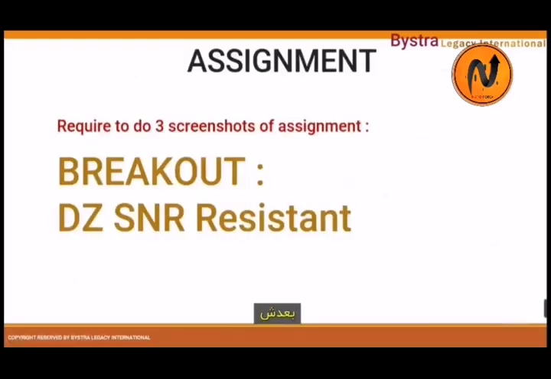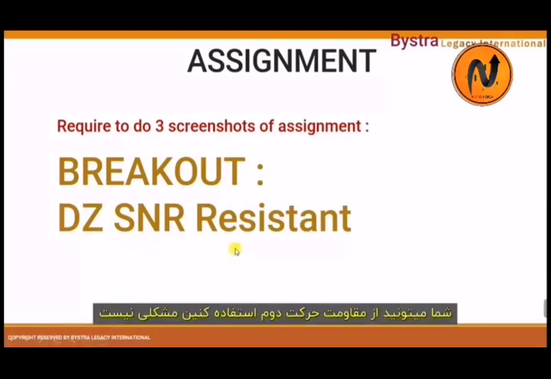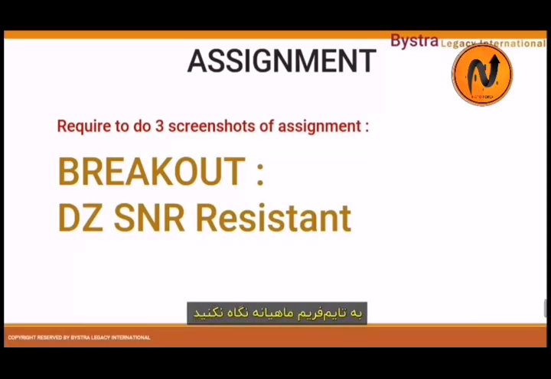Next, guys, you need to do another assignment. This time it's the same as well. Assignment three will be the breakout of the danger zone SNR resistance. You can use the second movement resistance, that's fine. You can use any other resistance that is not the second movement, as long as it is the danger zone SNR on the daily and weekly time frame. Don't look for monthly. Look for weekly and daily, but daily occurs very often.